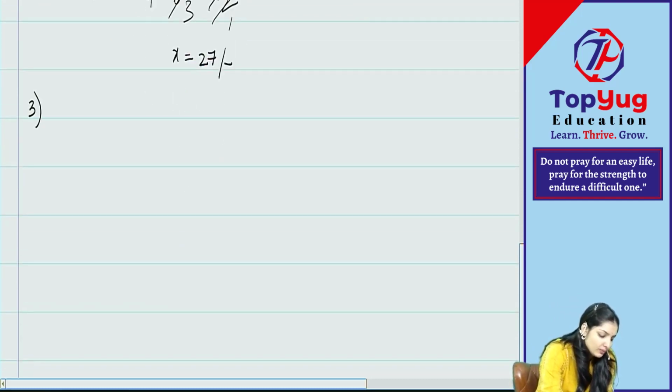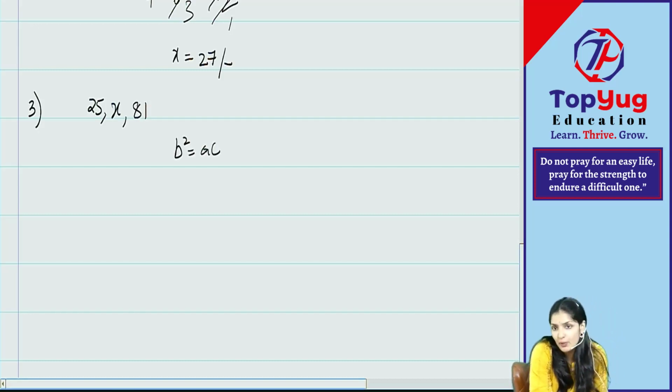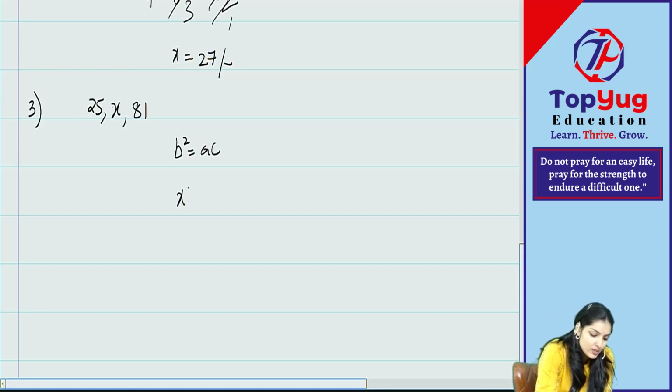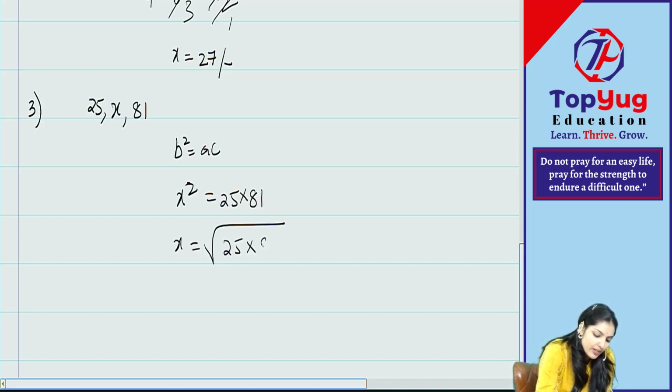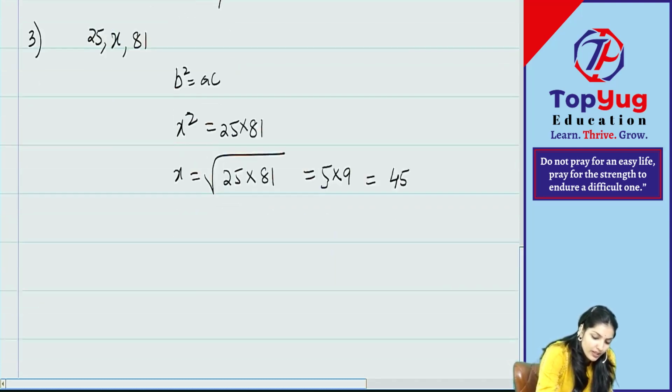Now the third one. Mean proportional between 25 and 81. So between 25 and 81, what will come in the middle? X. We know B square is equal to AC. When three proportions are given, we consider ABC. Four proportions means ABCD. So x square is equal to 25 into 81. Directly take the square root: square root of 25 is 5, square root of 81 is 9. Answer is 45.